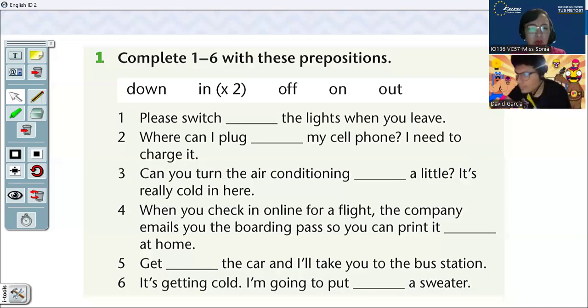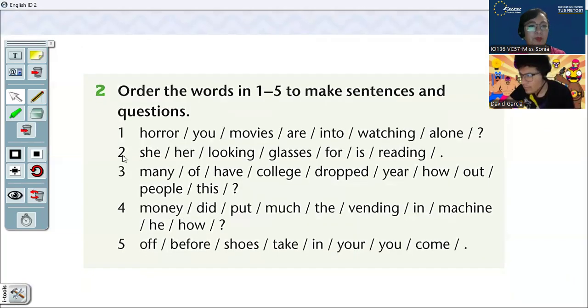Let's continue with this one. In this case, these are scrambled sentences. Let's do it together. This is a question. So what will be first? Are you watching? Are you into watching horror movies alone? Are you into watching horror movies alone? All right, very good.